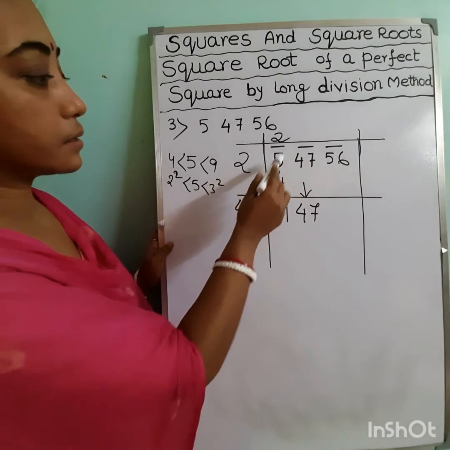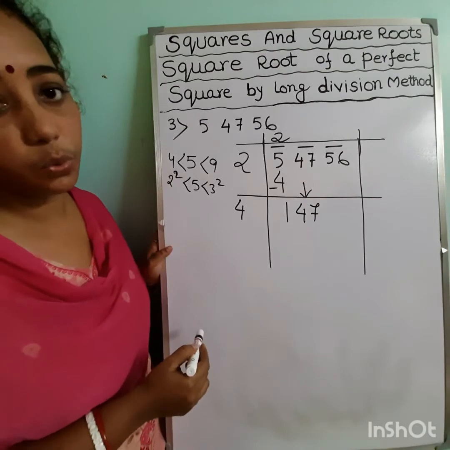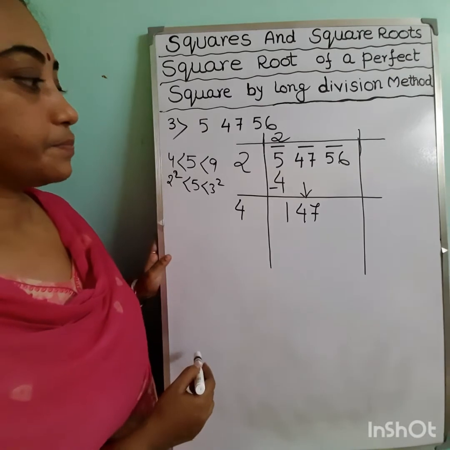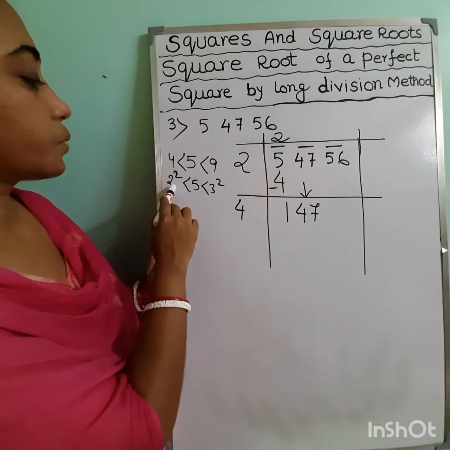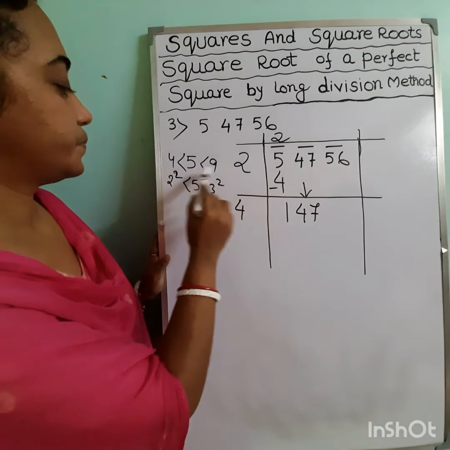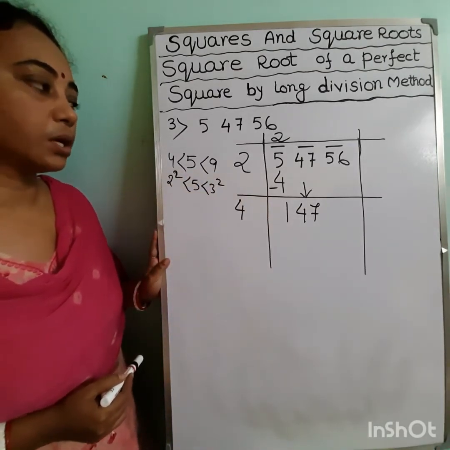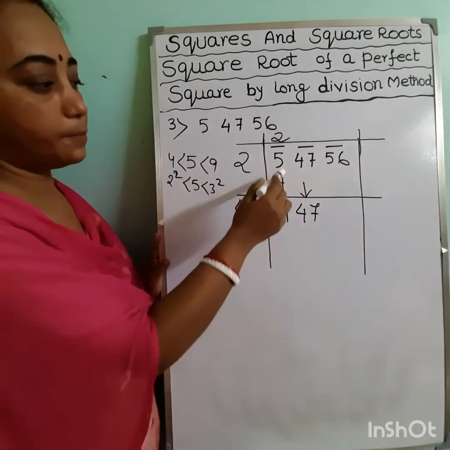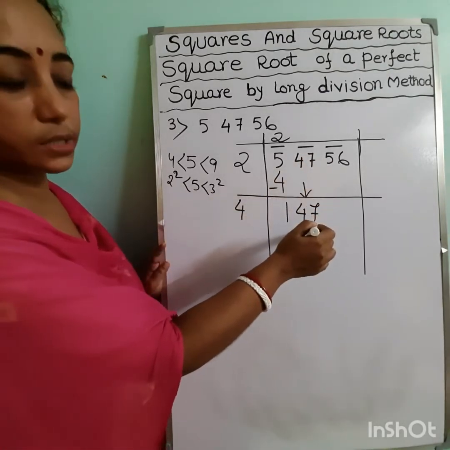Now we select the first period and we have to choose a number whose square is less than or equal to this number. So here 5 is lying between 4 and 9, so between 2 square and 3 square. So we take 2 as the divisor and the quotient both. After that we subtract the product of divisor and quotient from 5. So here we are getting 1 as the remainder.